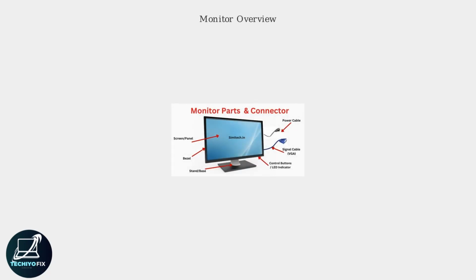Begin by locating the physical buttons on your monitor. These are typically found on the bottom or side bezel of the screen. The control buttons include power, menu, and input selection options. Their placement varies by brand and model.